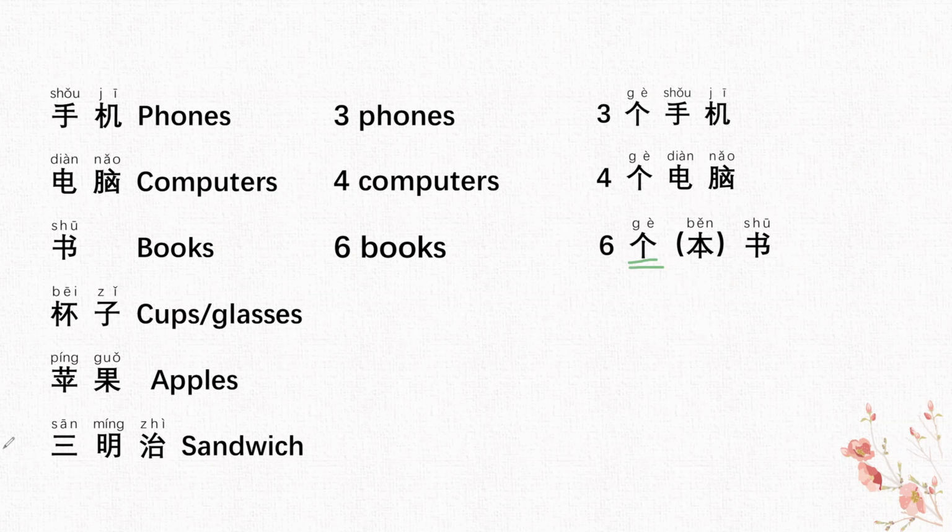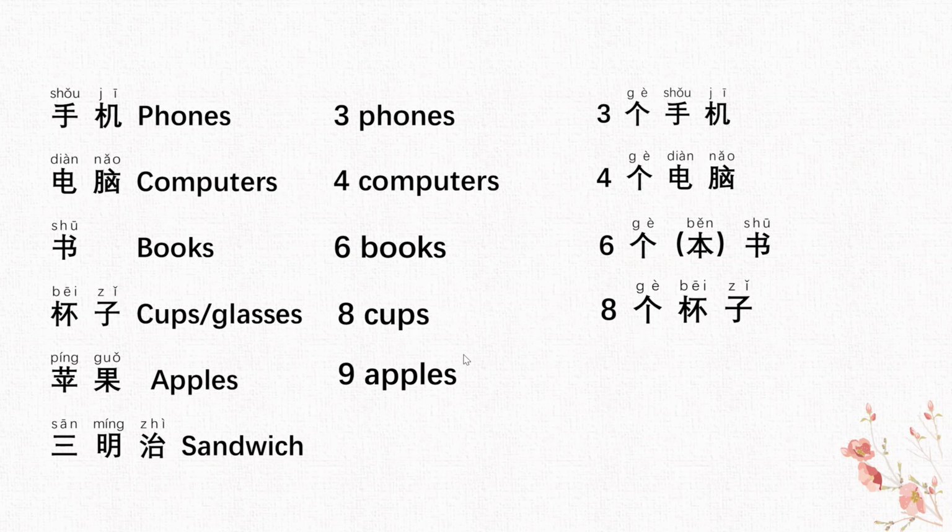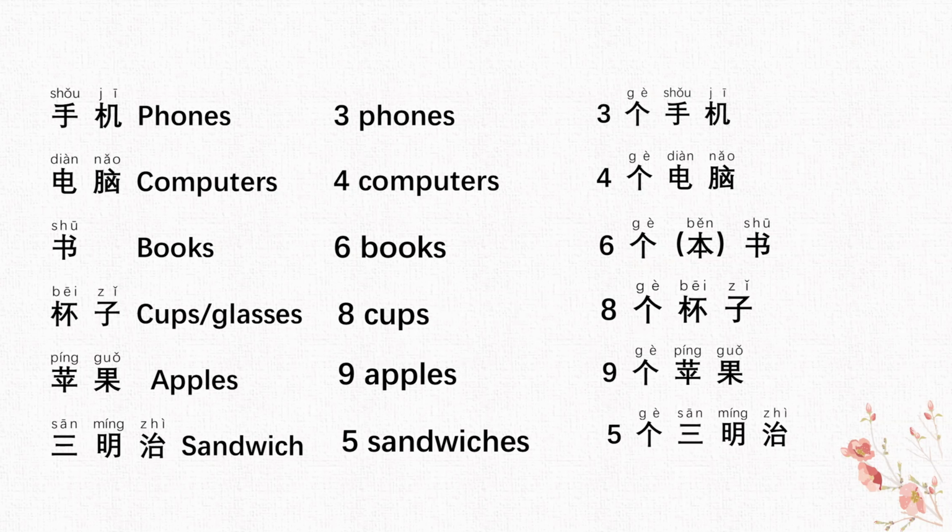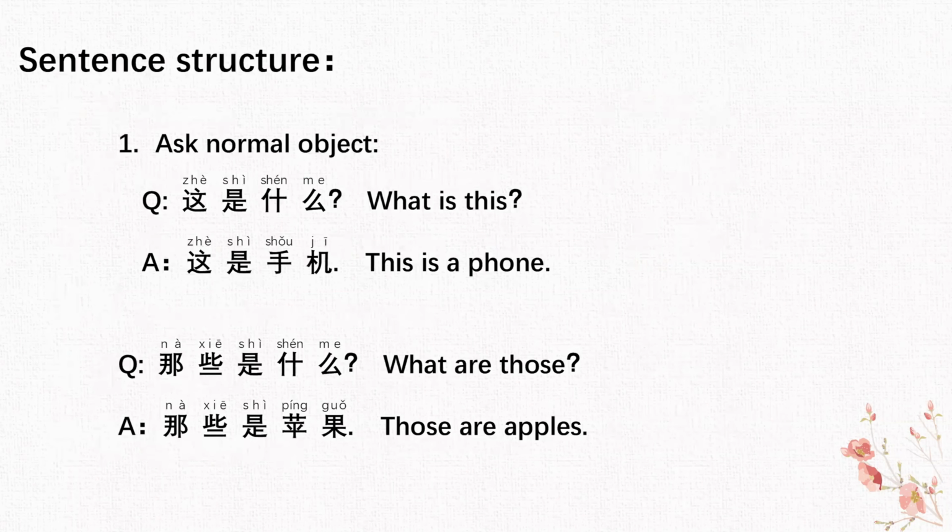Next one, cups. 8 cups, how could we say it? We say 8个杯子. Apple, 9 apples. We say 9个苹果. So sandwich, 5 sandwiches. We say 5个三明治. All right. So now let us go for another page, which is sentence structure.